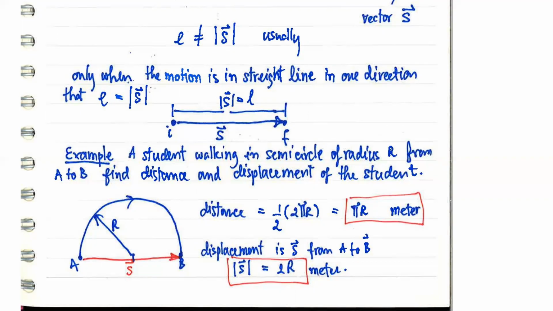Now, if the student completes the circle, you will see that the origin point and the final point are the same point. In that case, the displacement will become 0, and the distance will be the total circumference of 2 pi r.